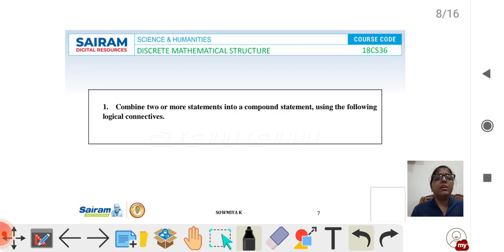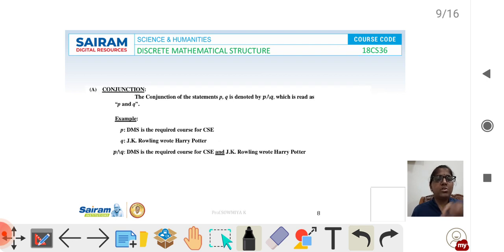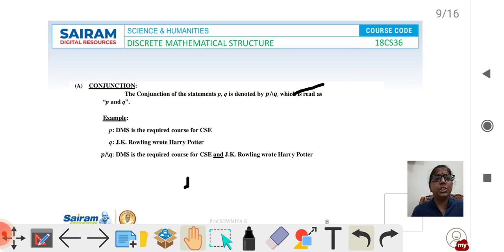A combination of two or more statements forms a compound statement. Okay, so it forms a single statement known as the compound statement. For compound statements we have certain logical connectives. The first connective is conjunction. What is conjunction?